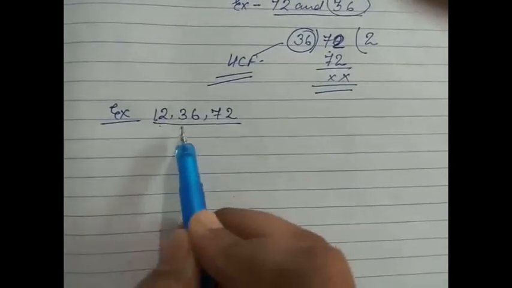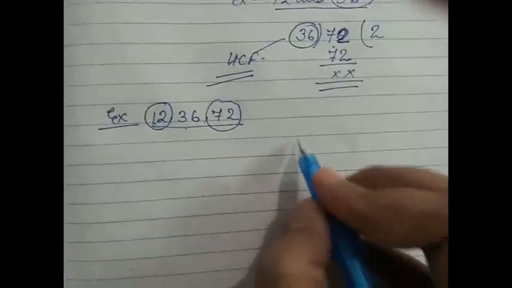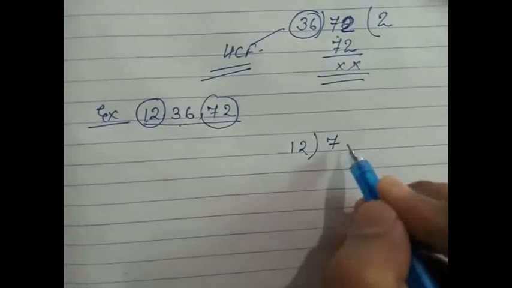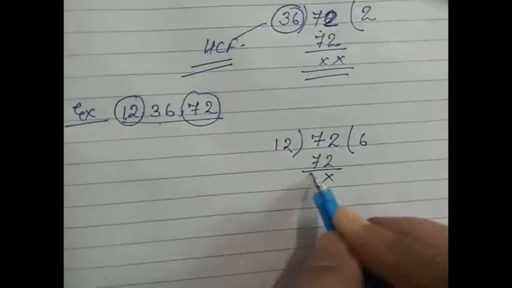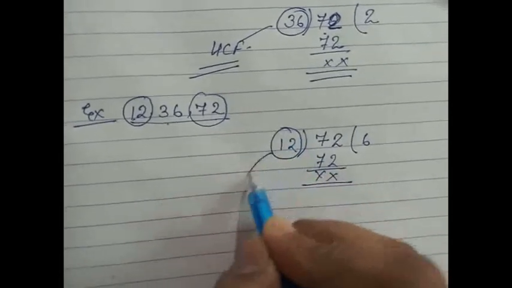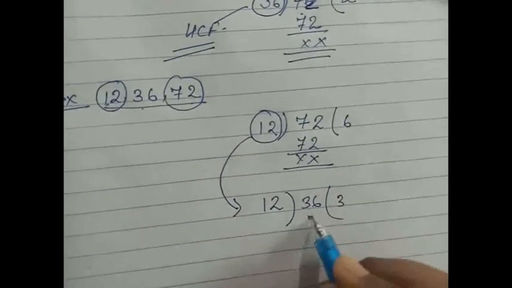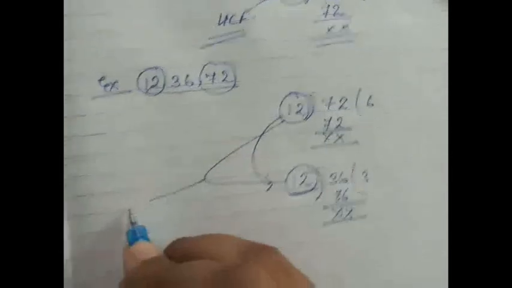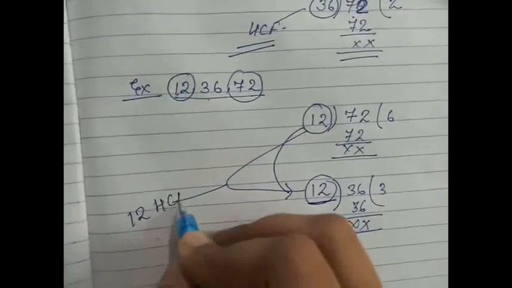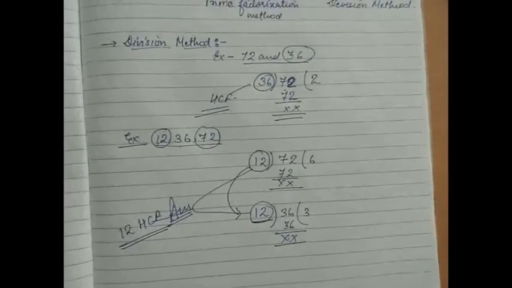Here is another example to find the HCF: 12, 36 and 72. We take the smallest number and the greatest number and divide them. 12 divides 72 in 6 times, exactly dividing 72, and we get 12. Now this 12 will divide 36 also, in 3 times, and we get 12 in both cases. So 12 will be the HCF of the numbers. This will be our answer. So this is the division method.